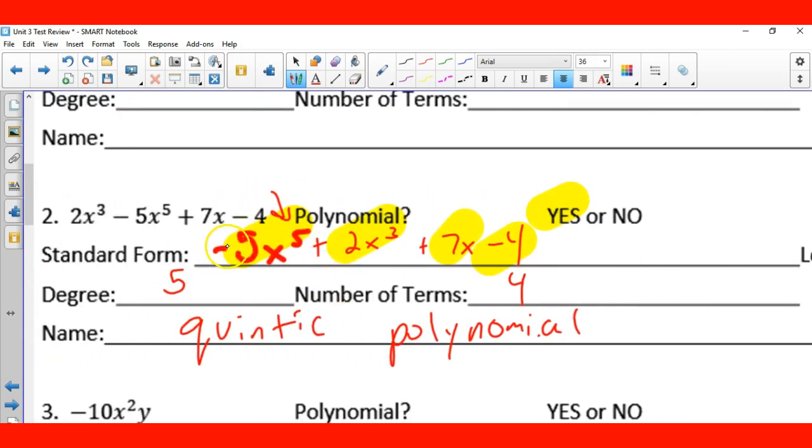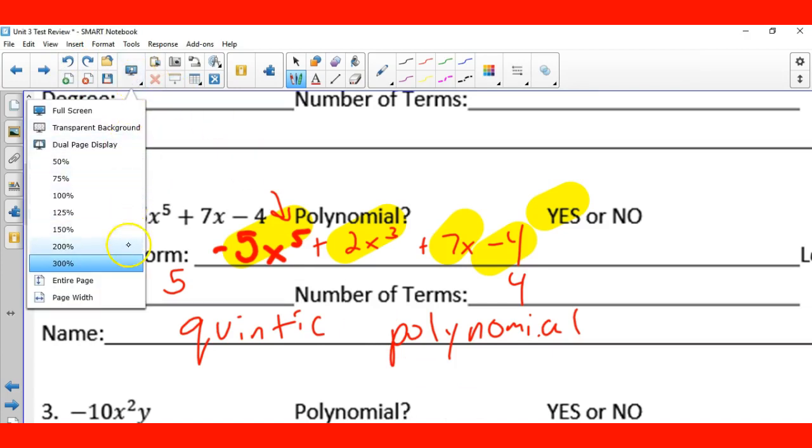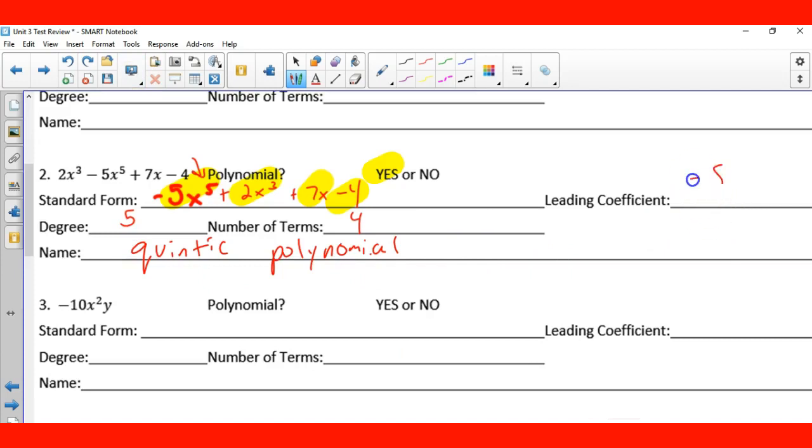Oh, leading coefficient, guys. Here's the leading coefficient right here, negative 5. Not negative 5x to the 5th. Negative 5 is the leading coefficient.